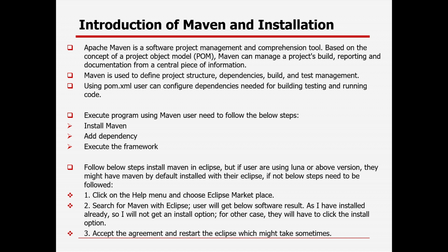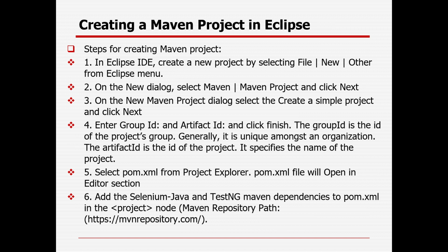Otherwise, as already mentioned, you need to go to the Eclipse marketplace, search for Maven and select that one. After that you need to accept the agreement and restart Eclipse, which might take some time to install Maven in your Eclipse. The second thing is that now, in case Maven is installed in your Eclipse, then instead of a Java project, you will be creating a Maven project where you will not be downloading any jar file manually. Instead, you will be adding the dependency, so automatically all your relevant jar files will be added to your project.